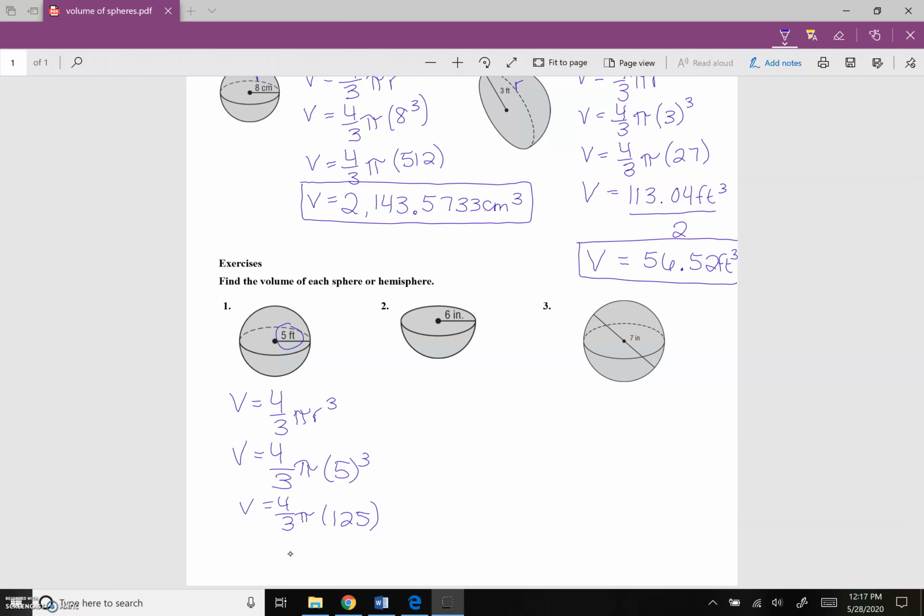So 4/3 times 125 as a fraction would give you 500/3 pi, and our unit is cubic feet. Or if you were doing it as a decimal, you should get 166.7 pi still in our answer, and our unit is cubic feet.